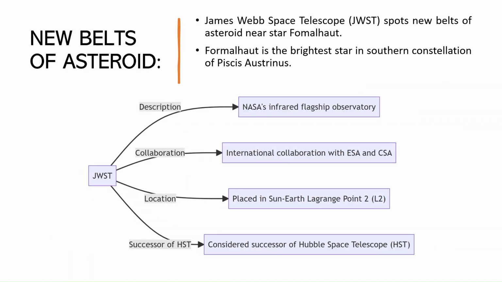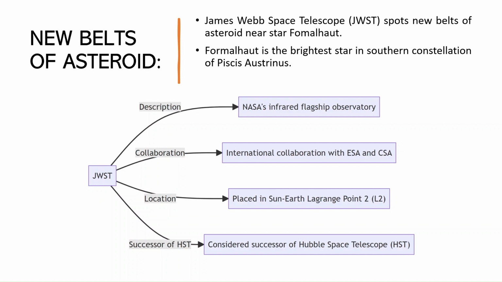Next, the James Webb Space Telescope, or the JWST, has spotted new belts of asteroids near the bright star called Fomalhaut. The JWST, which is a collaboration between NASA, the European Space Agency, and the Canadian Space Agency, has revealed 2 additional dusty rings or belts near the star Fomalhaut. These rings, comprised of dust containing elements like carbon and iron, have the potential to play a significant role in the formation of a planetary system in future, right?